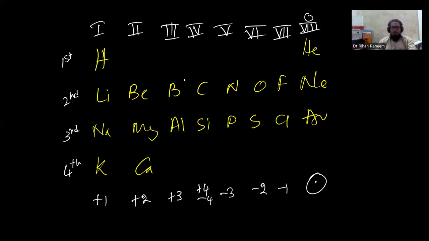Out of this, these two are metalloids. All the others are metals except for hydrogen. On the left side we have metals, and on the right side we have non-metals.